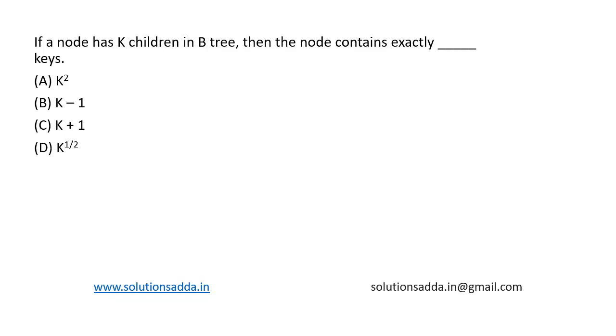This is a question from database. If a node has k children in a B tree, then the node contains exactly how many keys? And 4 options are given.